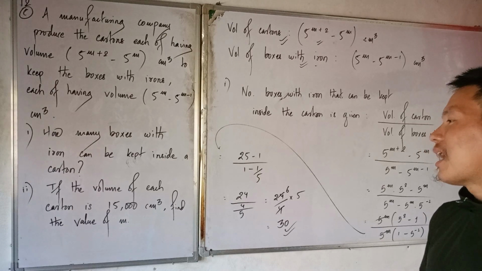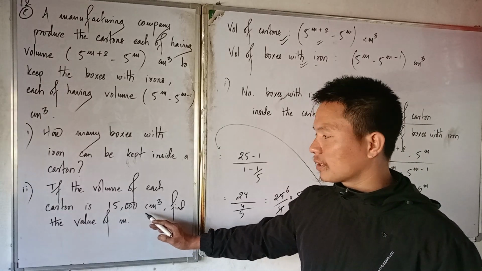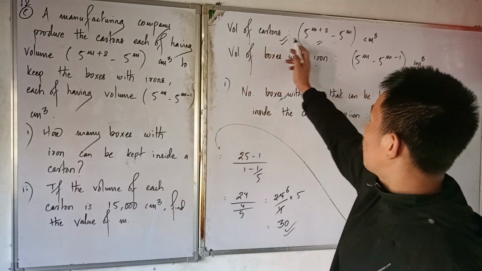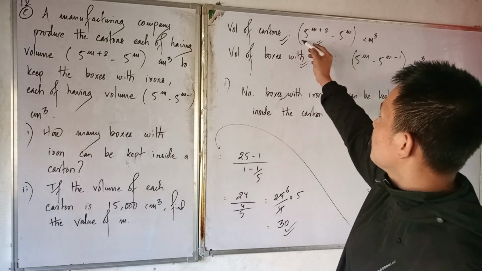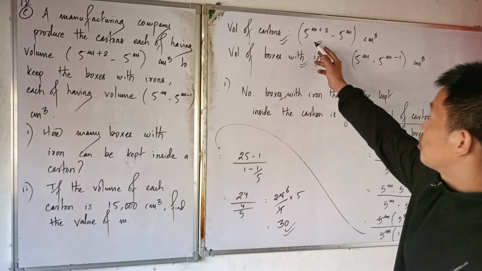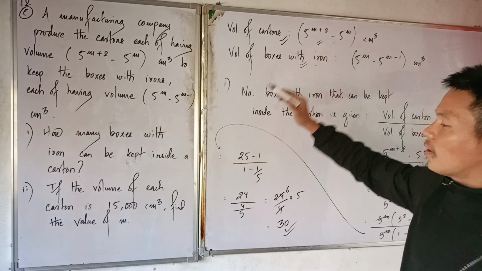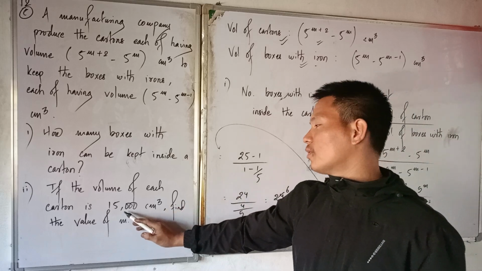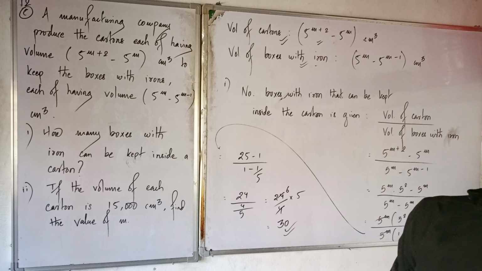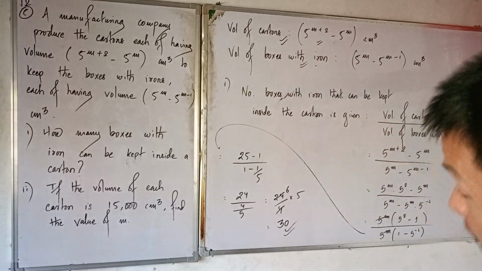If the volume of each carton is 15,000 centimeter cube, this is the volume of each carton. The numerical value is given here, and this is the exponential expression. The numerical value of the volume of the carton is given here, 15,000 centimeter cube. Then you have to find the value of m here. So I'm going to rub this.